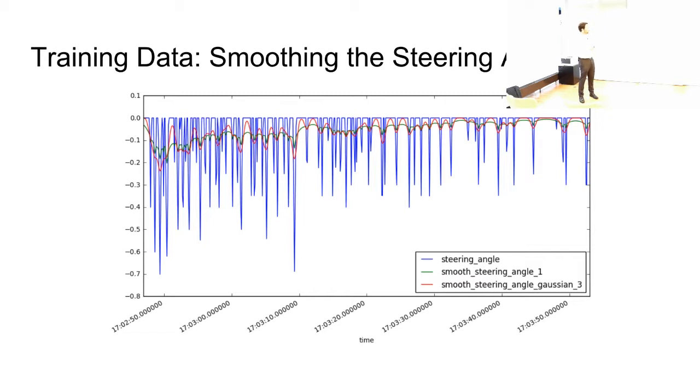And the red and the green lines are two different smoothing algorithms that we can use. And we'll basically try both of them out and see which one works better later on. But that was hurdle number one.